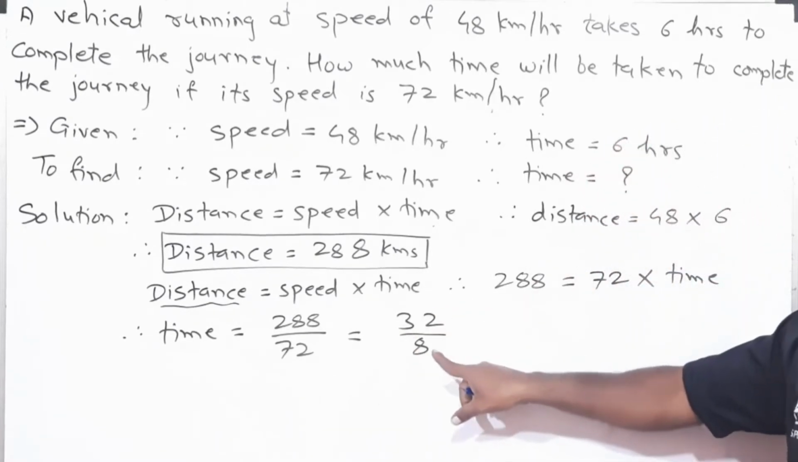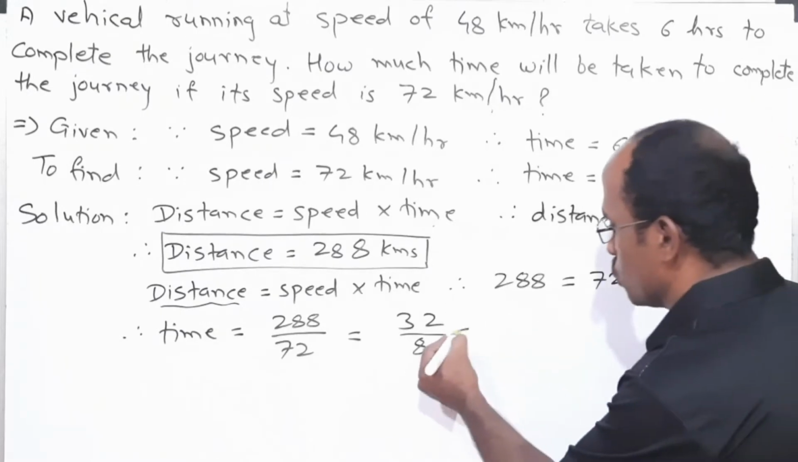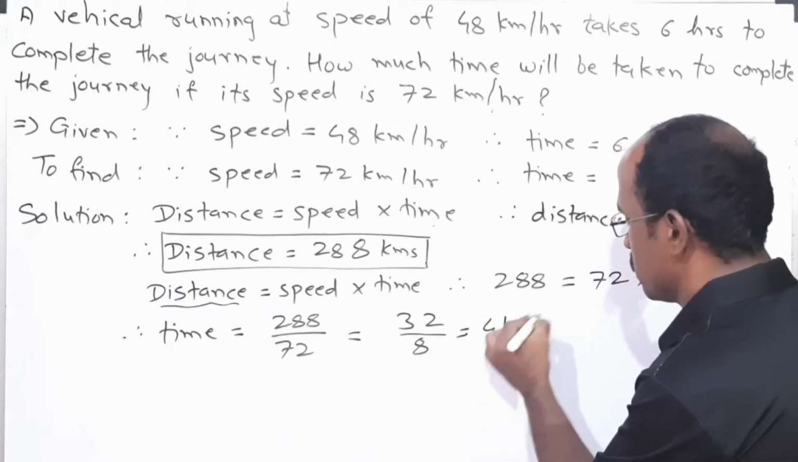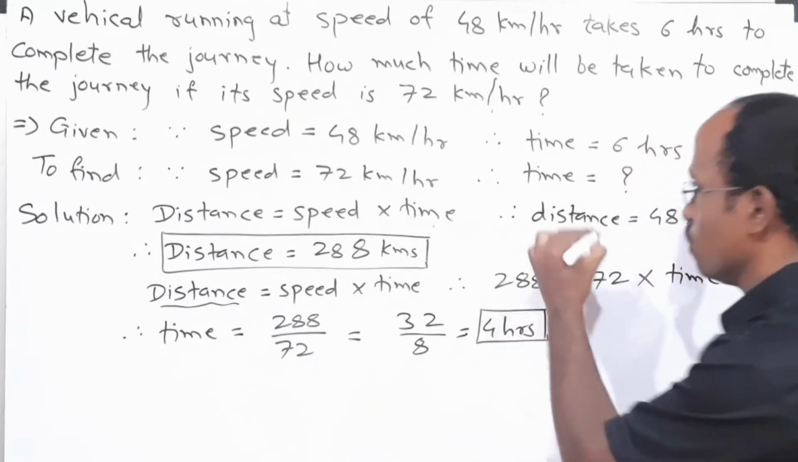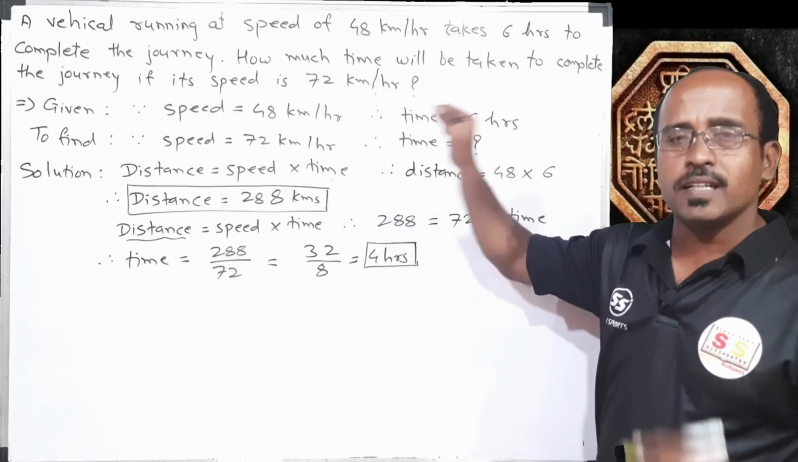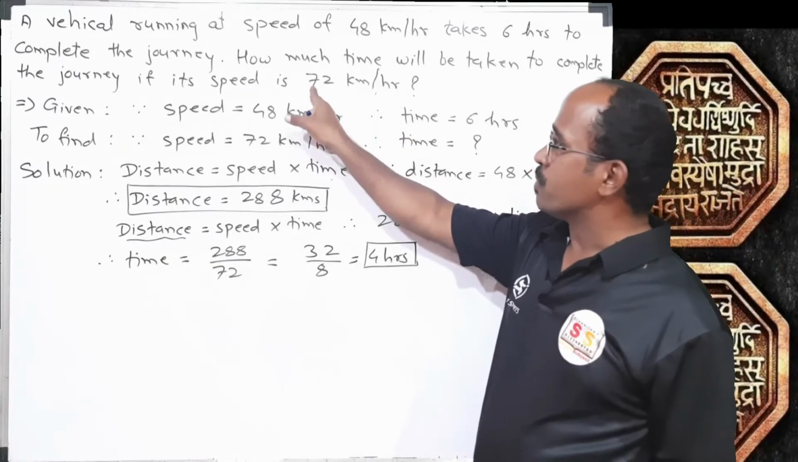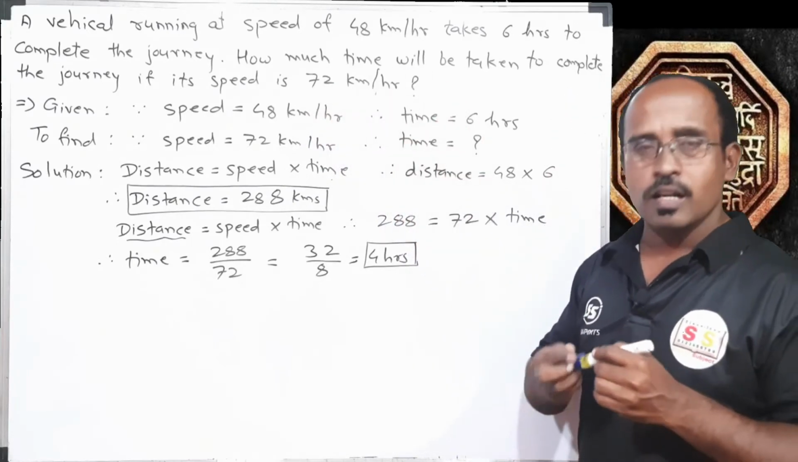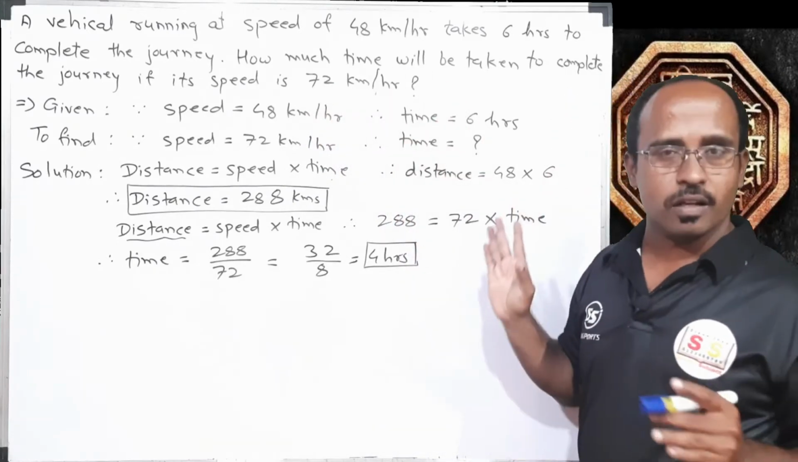Both are divisible by 8. 8 1s are 8, 8 4s are 32. So the answer is 4 hours. So time is equal to 4 hours. So to complete the same journey with the speed of 72 kilometers per hour, time taken will be 4 hours.